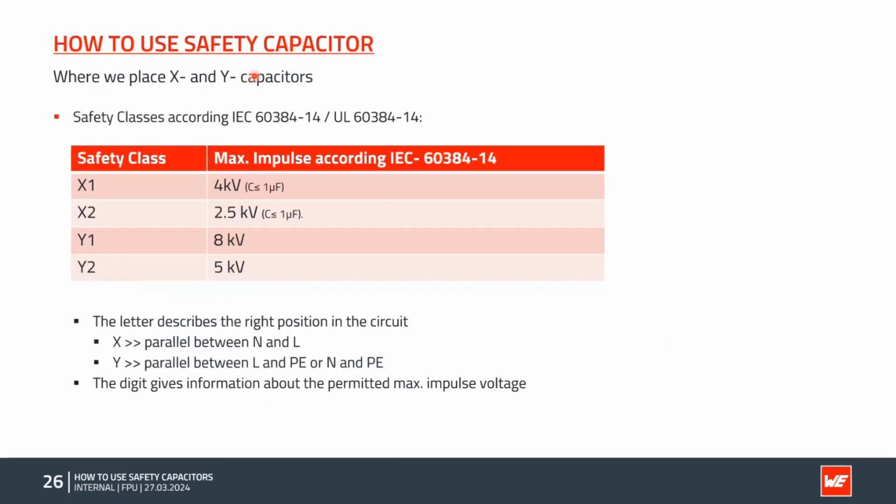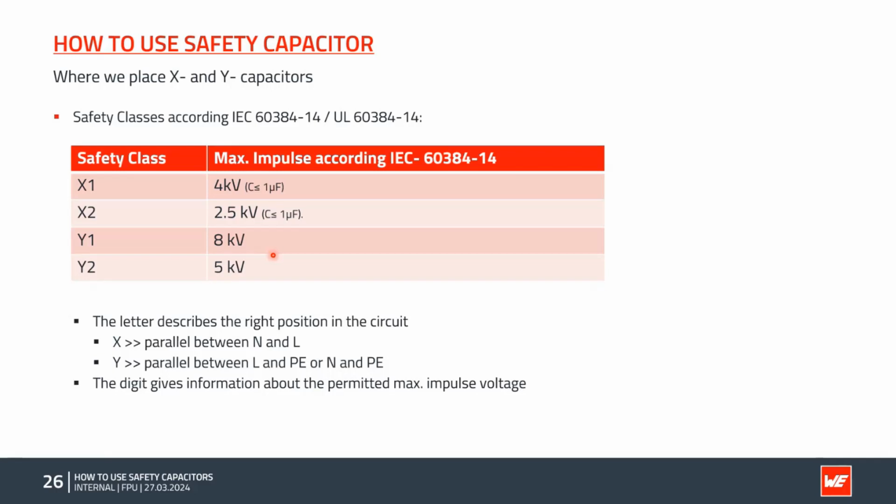The voltage classes, I already did a sneak preview. They are also defined in the standard, and depend on the classes. So for X1, you have to have a 4 kV impulse. Y1, for example, 8 kV. So every time it gets doubled, and this is a requirement we have to fulfill to produce the capacitors that are then rated for these kinds of classes.